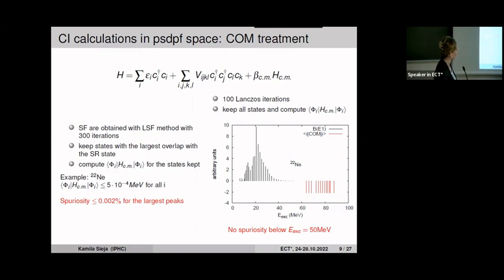And this is the proof of principle picture. First of all, what I usually do practically is calculate like 300 iterations. I keep the states that have the largest overlaps with some reference state. Then I compute the mean value of the center of mass Hamiltonian in the states to check that they are not spurious. Doing that, for example for neon 22, you find values that are very, very small, at the level of numerical precision. So I consider that I have a spuriosity of less than a fractional part of a percent. So this is not an issue.